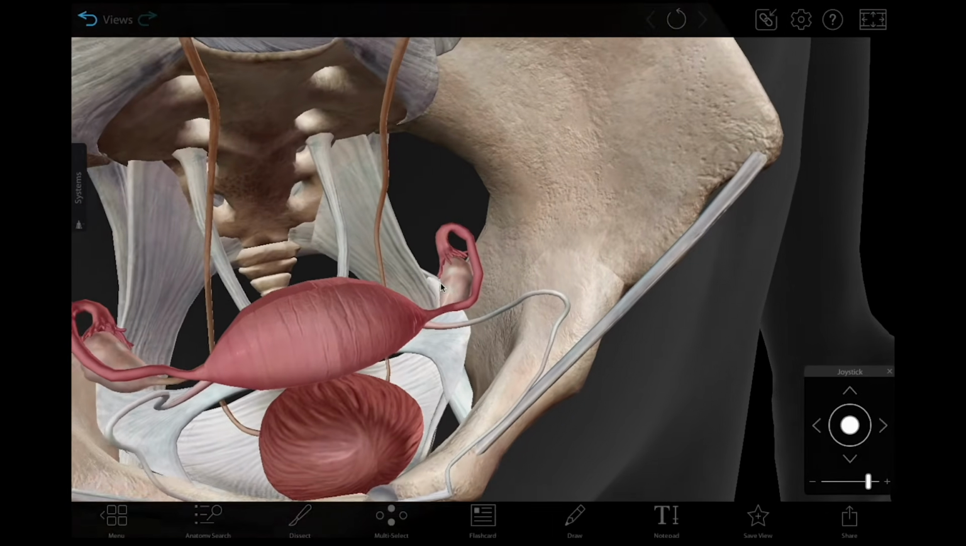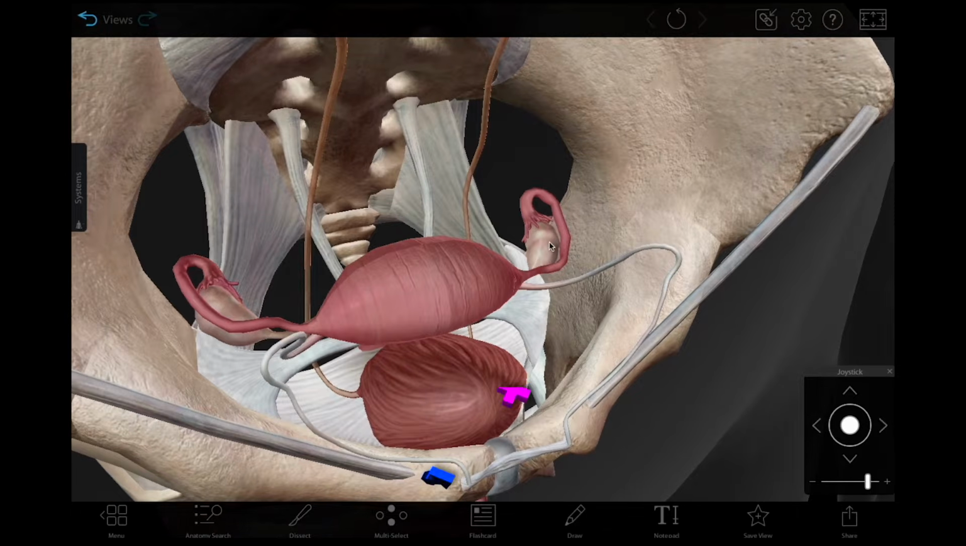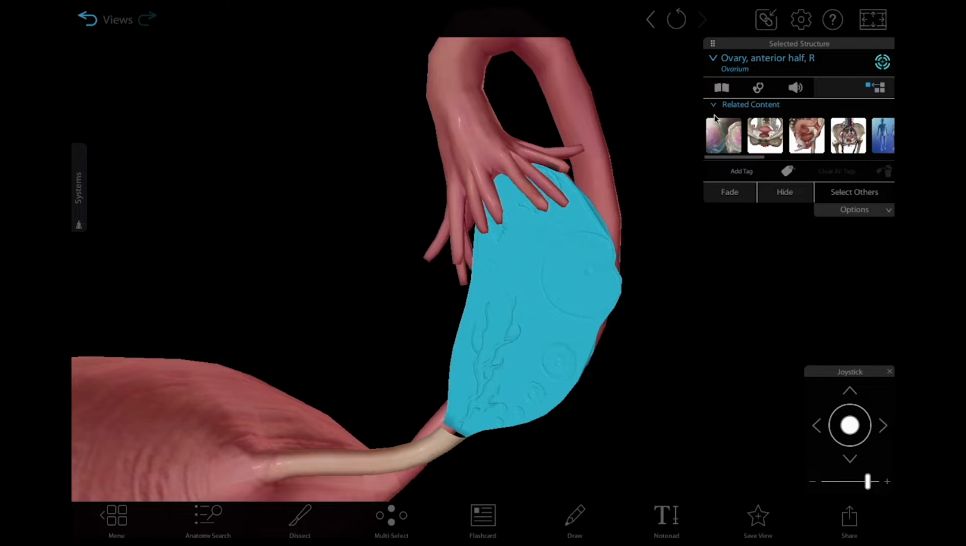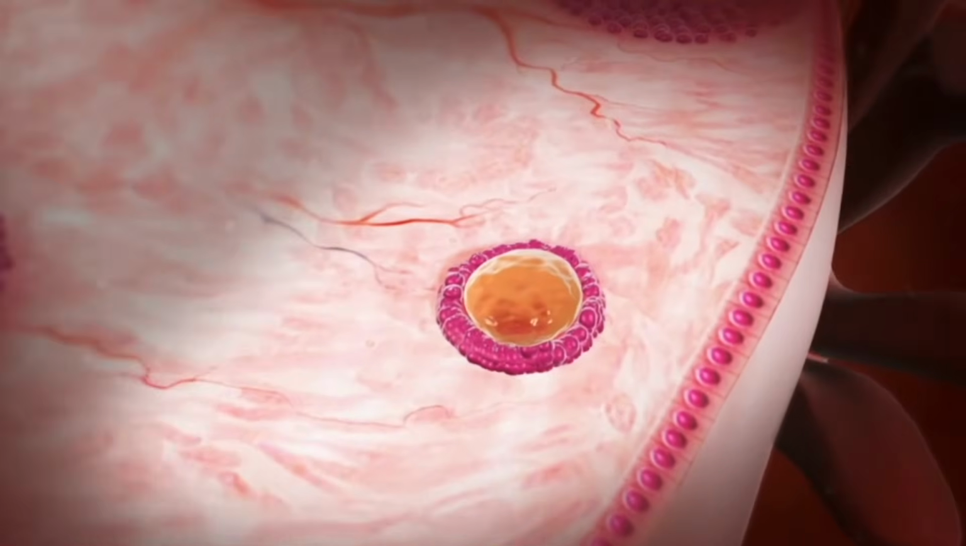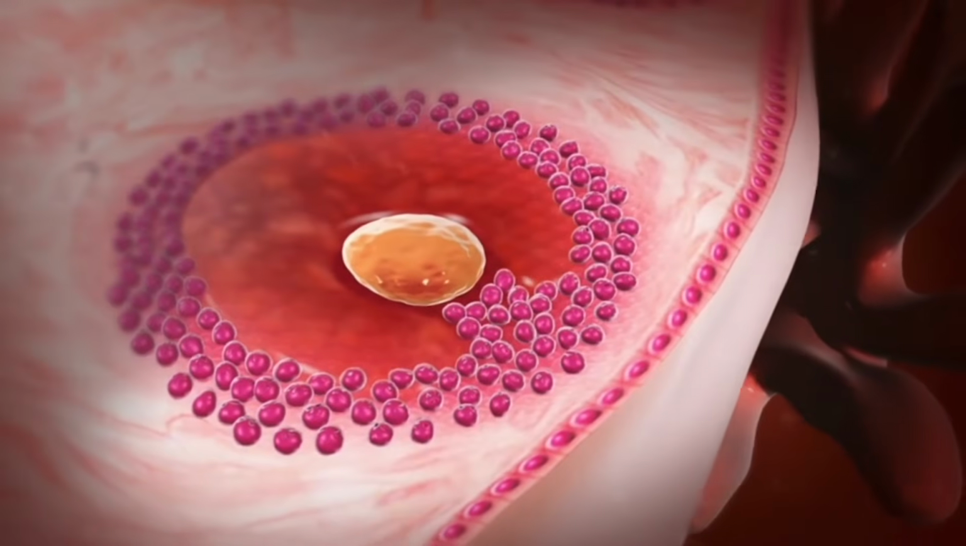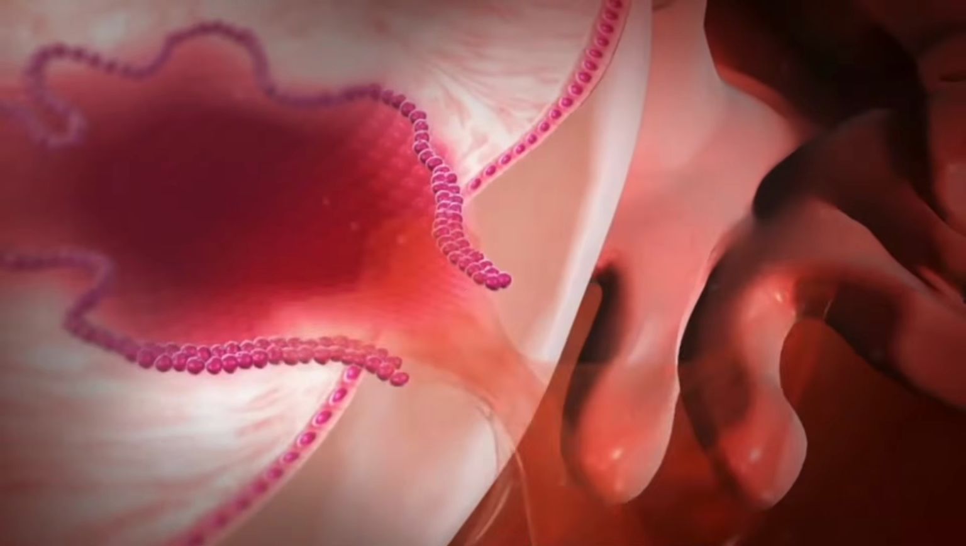Gonads are the organs that produce gametes. In the female body, these are the ovaries. They produce oocytes, or egg cells. They also produce estrogen, progesterone, and other hormones essential to the reproductive process. Every month, during ovulation, one of the two ovaries releases an oocyte.